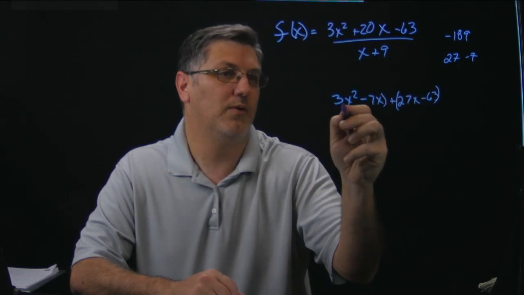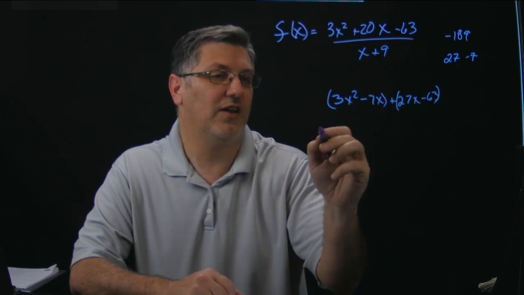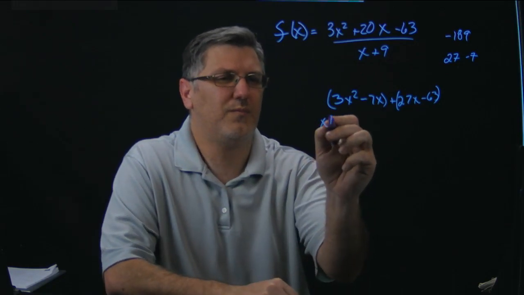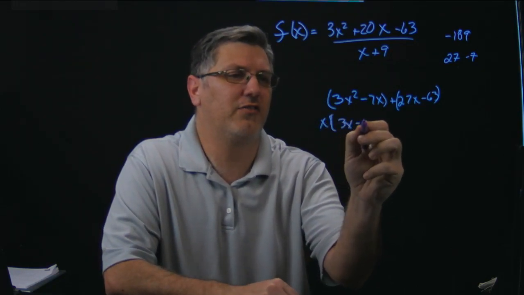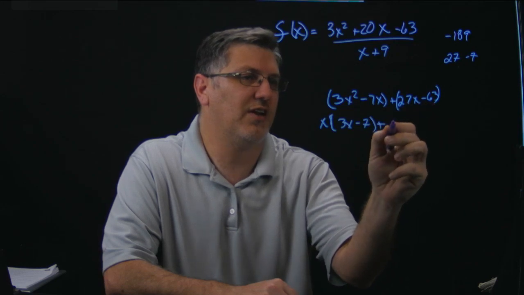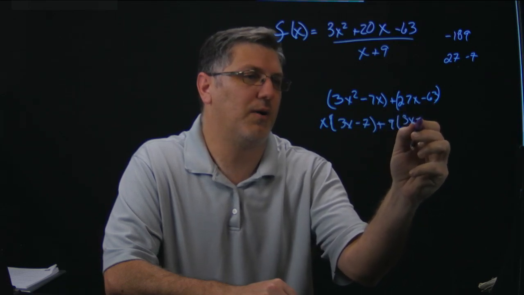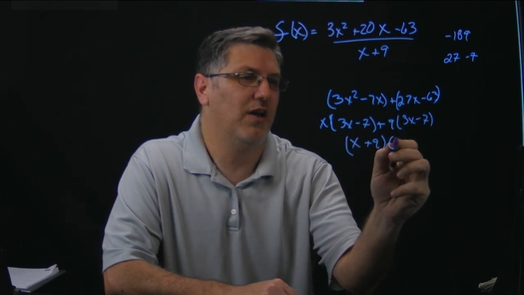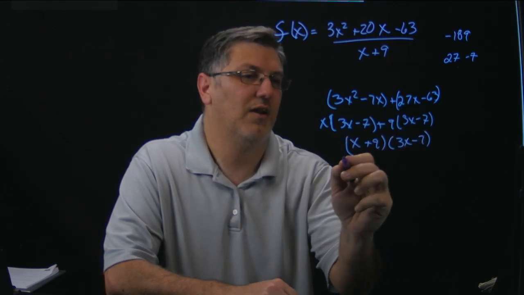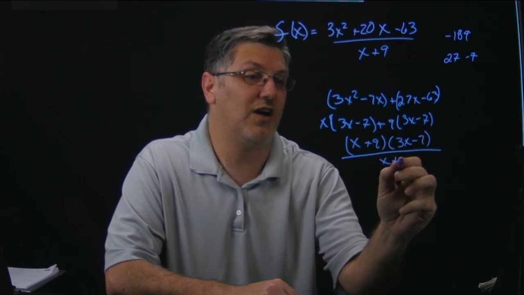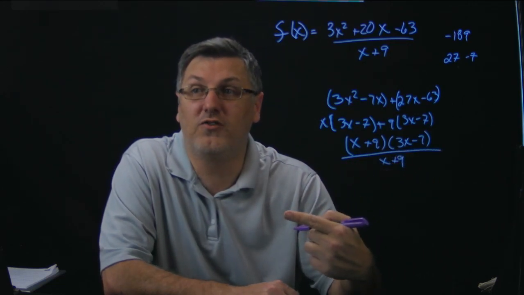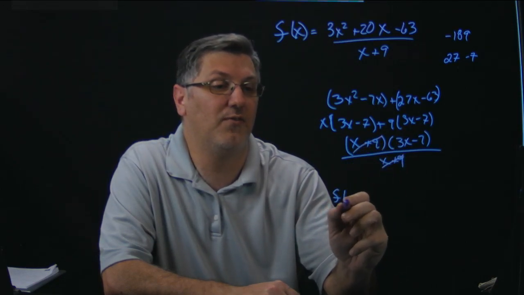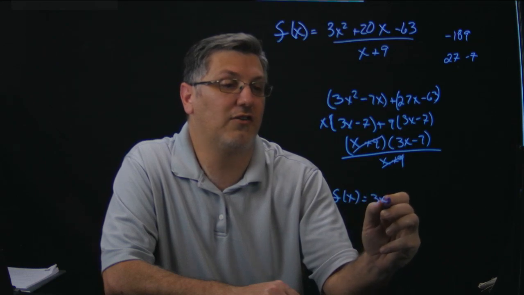We're going to group them. Take out the GCF, x. This gives me 3x minus 7, plus this has got a 9. This gives me 3x minus 7. So therefore it factors to x plus 9 and 3x minus 7. Now this was all over x plus 9, and you have to simplify first to find the vertical asymptote. So with the x plus 9 simplifying, I'm just left with f of x equals 3x minus 7.